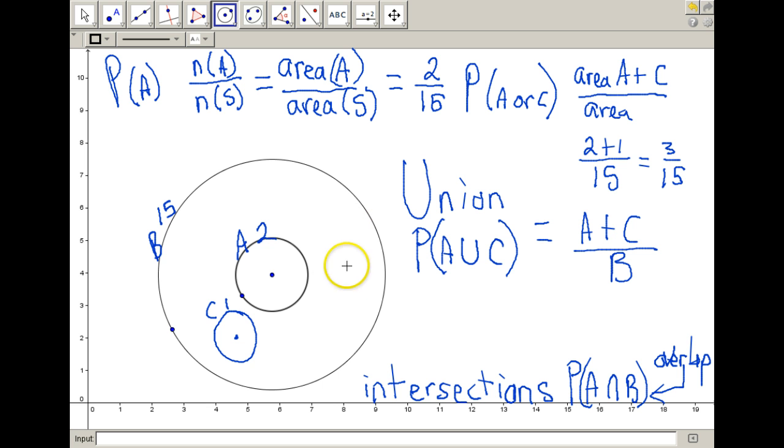Let's say that we had circle D. Here we have circle D.